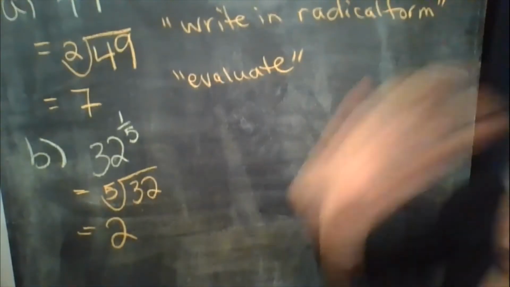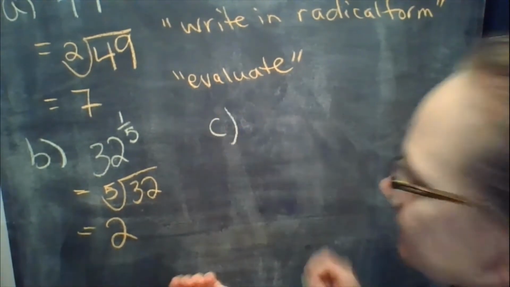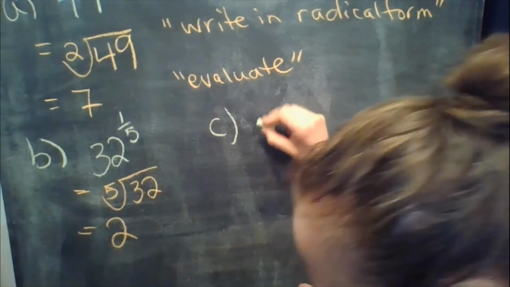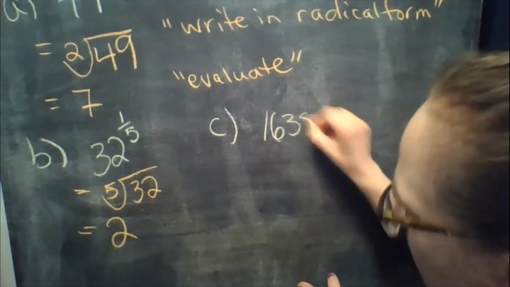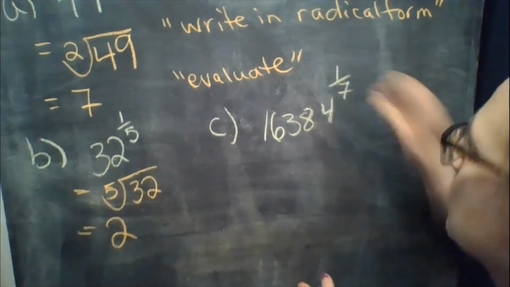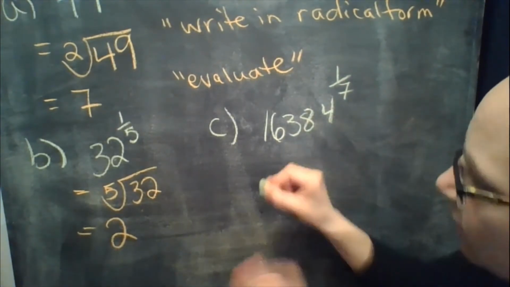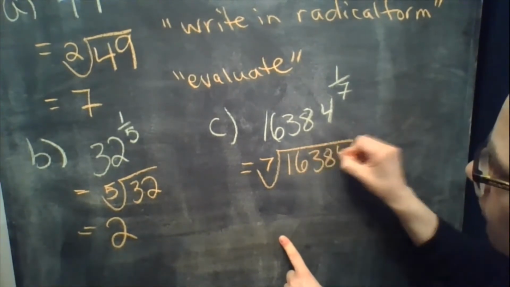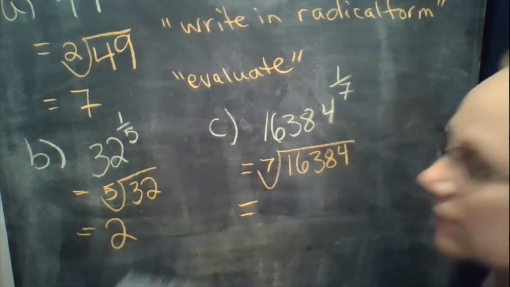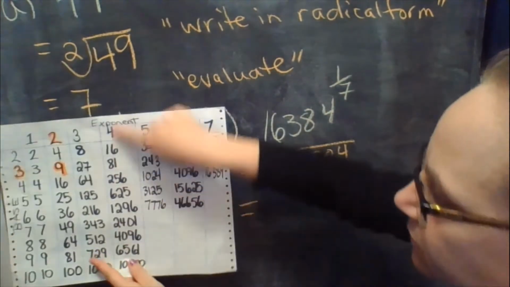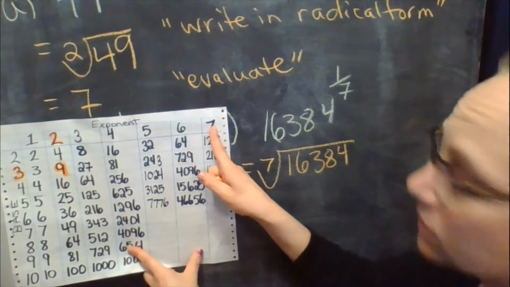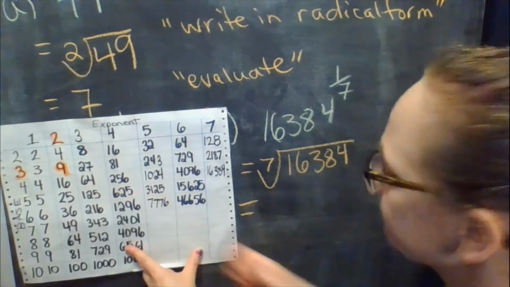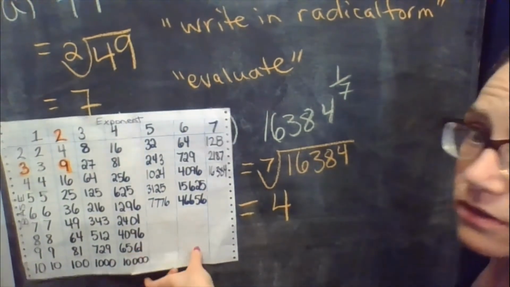Let's do a few more. Let's do a seventh root. So let's say 16,384. Oh, that's such a big number. To the 1 over 7. That is the same thing as saying the seventh root of 16,384. Handy dandy little table. I highly recommend you write it out. The seventh root of 16,384 is 4. So that equals 4. Good.